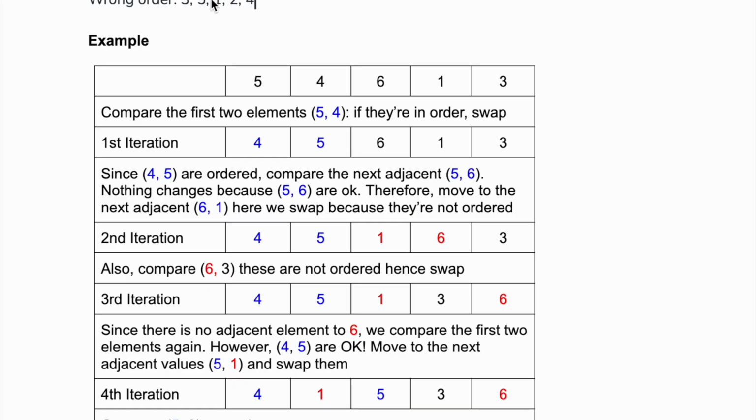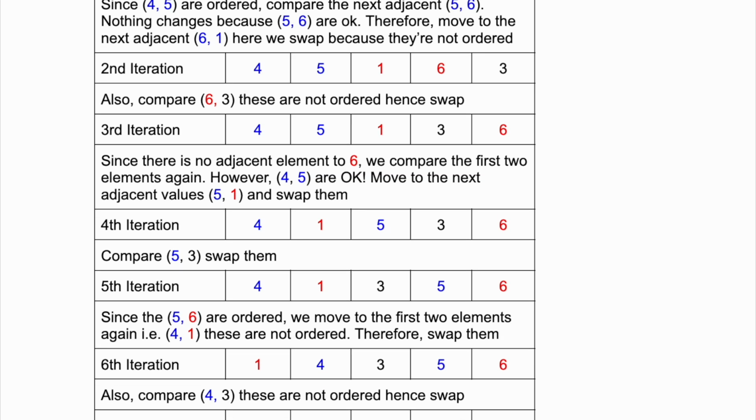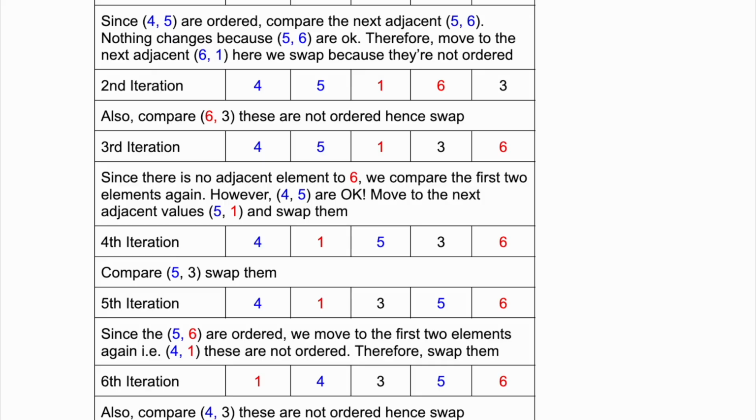So we move to 5 and 1. 5 and 1 are not in the right order. So it swaps 5 and 1 to 3, 1, 5. Okay? Now let's look at this example. We have 5, 4, 6, 1, 3. Compare the first two elements, that is 5 and 4. If they are not in the right order, swap.